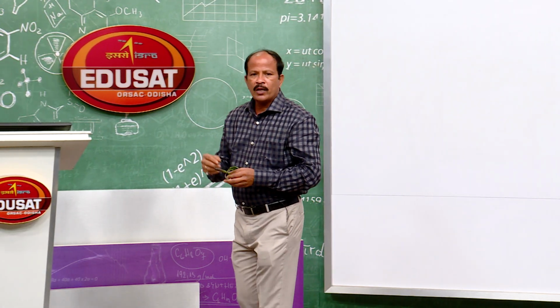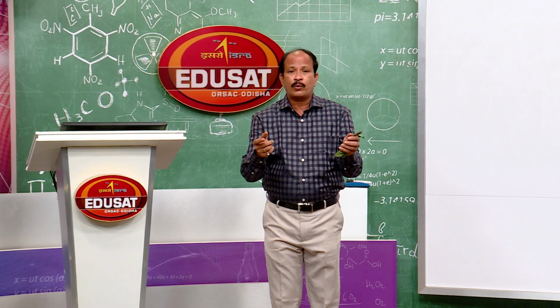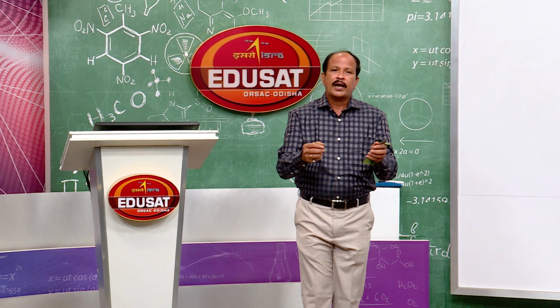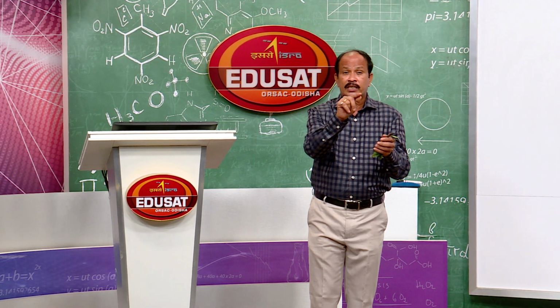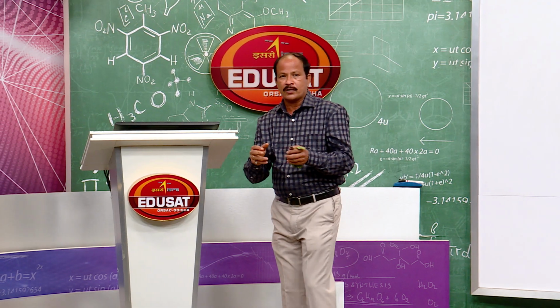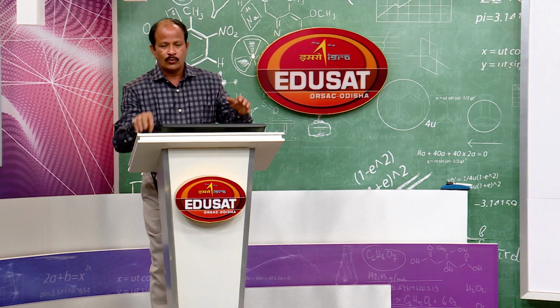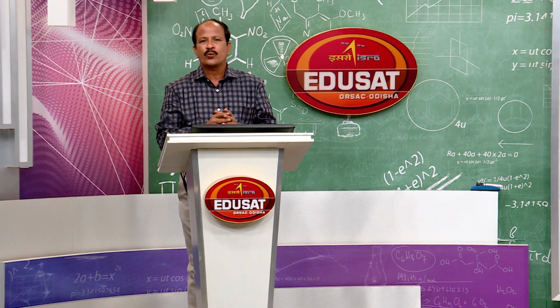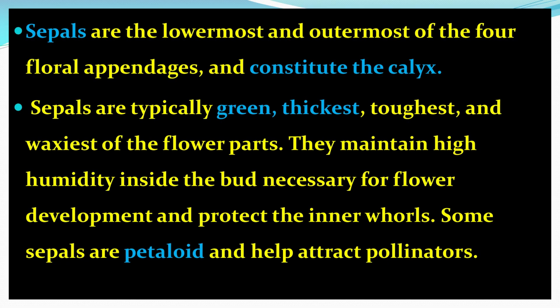Now, sepals are the thickest, the green structure of the flower, and the toughest, and an epidermis having cuticle is also present there. That is why it is the waxiest of all the floral parts, but in the rest of the whorls you will not find any waxy coating or any tough structure. So, these sepals are green, toughest, and provide protection to the rest of the whorls.